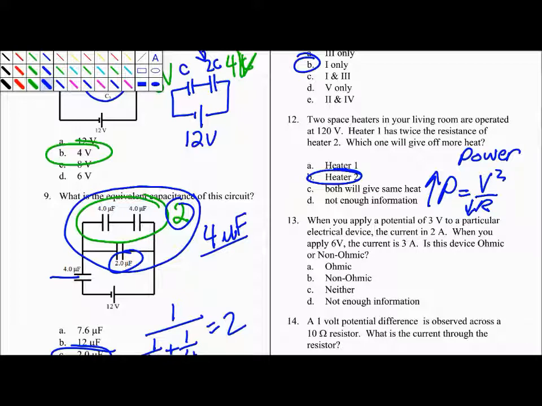When you apply a potential of 3 volts to a particular electrical device, the current is 2 amps. When you apply 6 volts, the current is 3 amps. Is this ohmic or non-ohmic? Well, when I have 3 volts, I have 2 amps. That is a resistance of 3/2 of an ohm. But when I have 6 volts and 3 amps, that's a resistance of 2 ohms. So my resistance changes with the potential across that resistor. That is a non-ohmic device when your resistance actually changes.